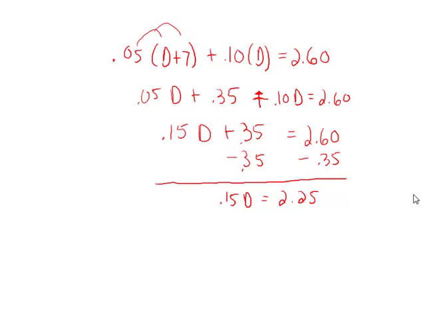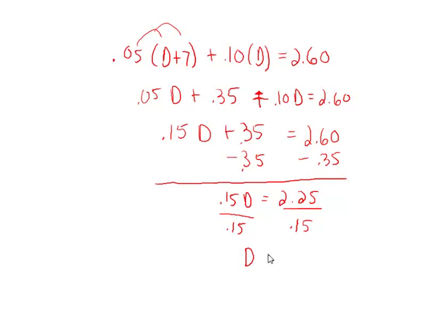Now, if you've made a mistake in the setup, it will often show up at the next step. When I go to divide both sides by 0.15, if I don't get a whole number, I've got a problem because I can't have 3.7 dimes for instance. So if after this step you end up with a decimal or fraction value, something's gone wrong and you want to go back and check, did I set it up right? Did I make a mistake along the way?